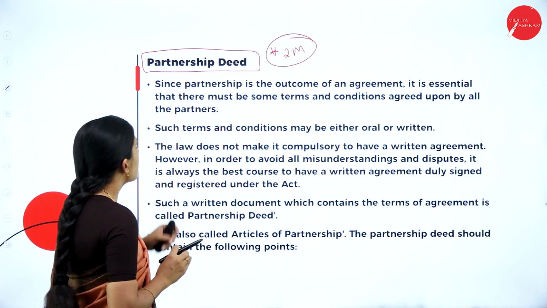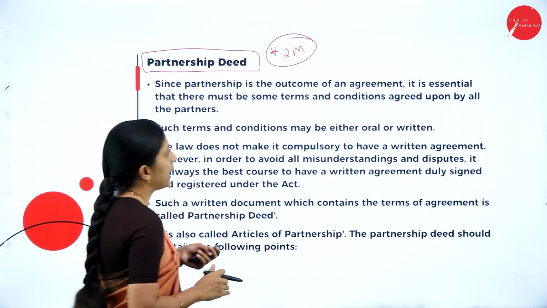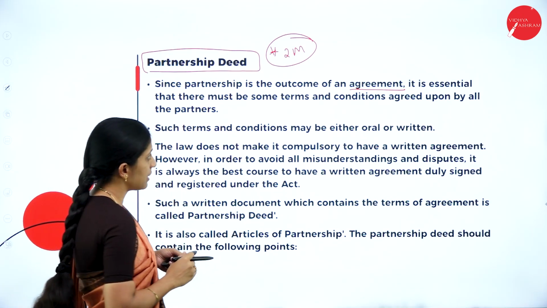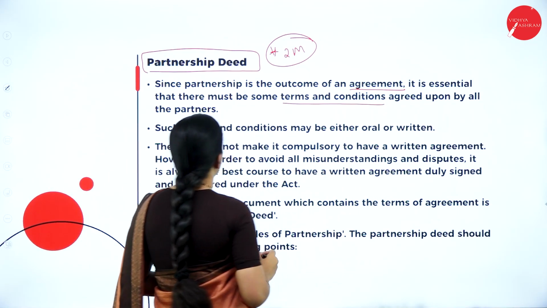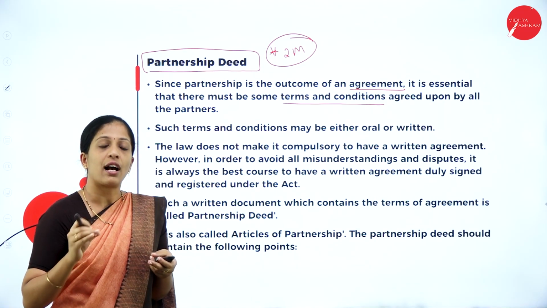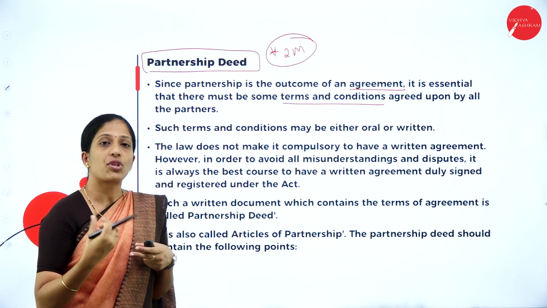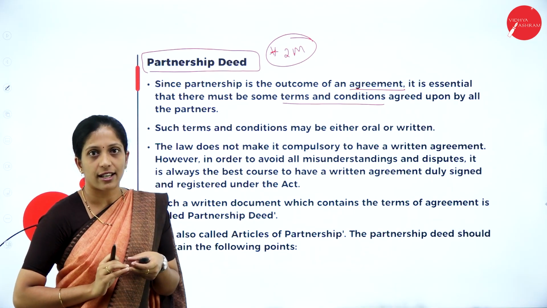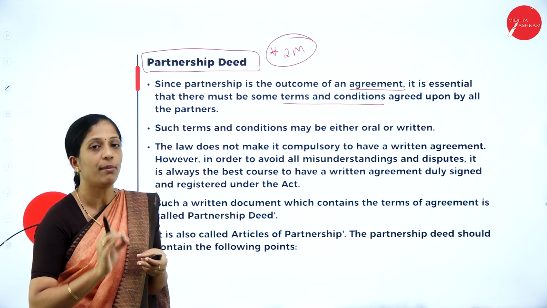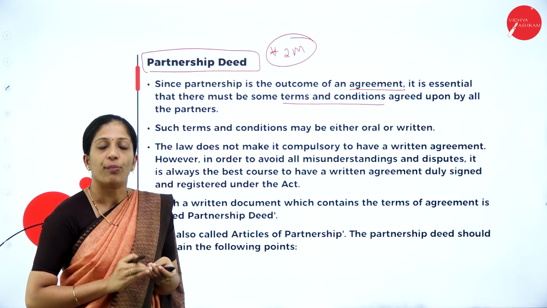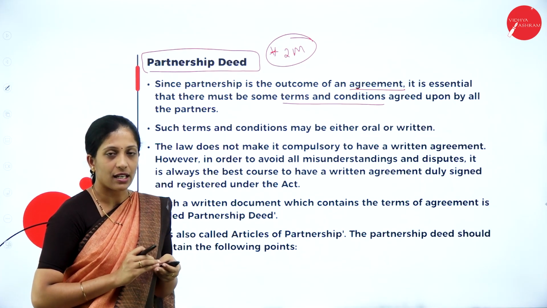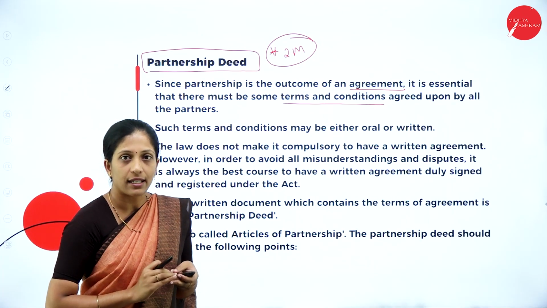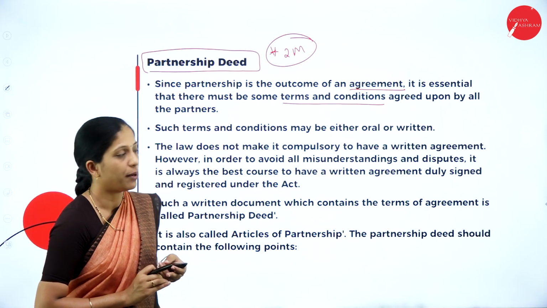Partnership deed. Since partnership is an outcome of an agreement, it is essential that there must be some terms and conditions agreed upon by all the partners. Of course, when there are 2 or more partners, each and everybody's opinion will be different. So there would be certain common terms and conditions that have to be followed in the partnership firm. That will be in a written form. That is called as what? Partnership deed. So partnership deed is a written agreement which contains all the terms and conditions of that particular partnership firm.